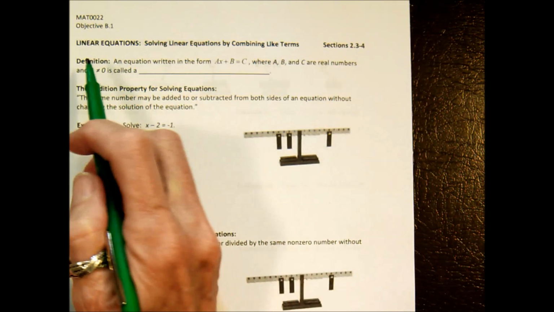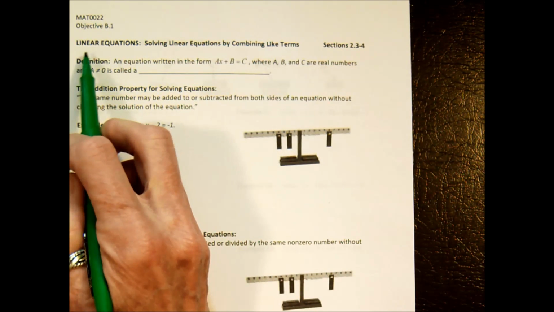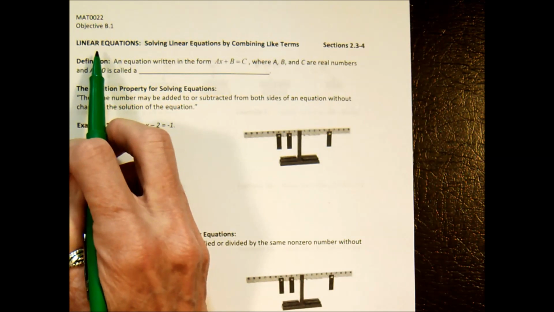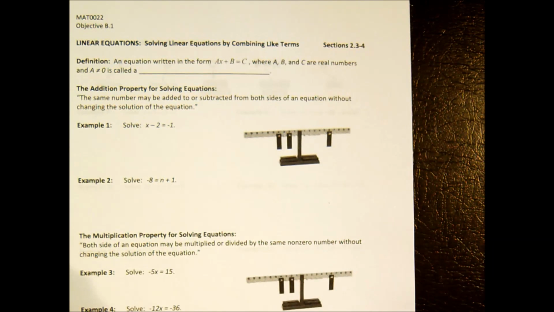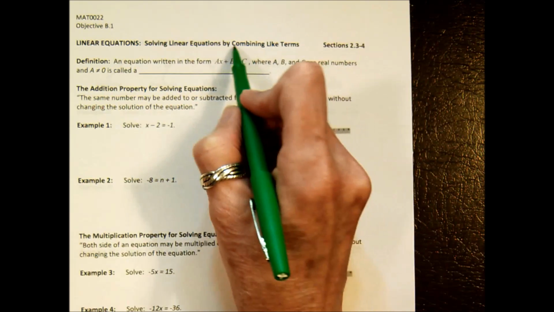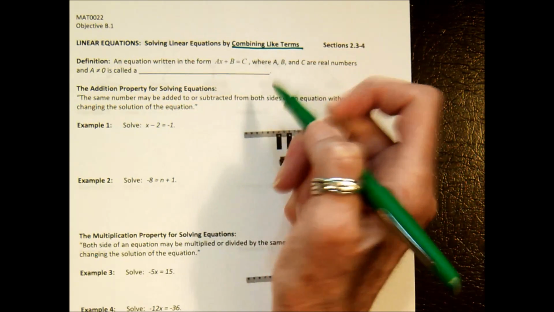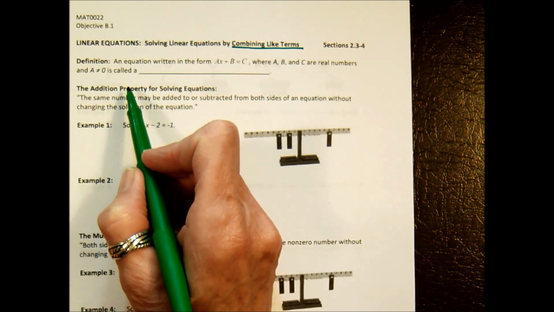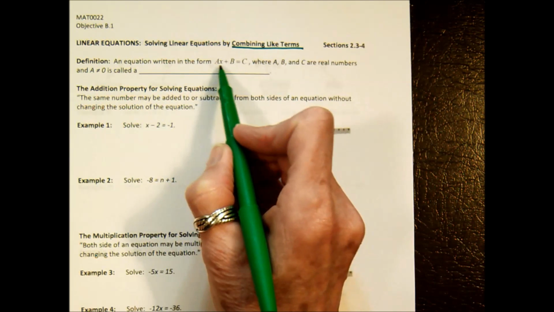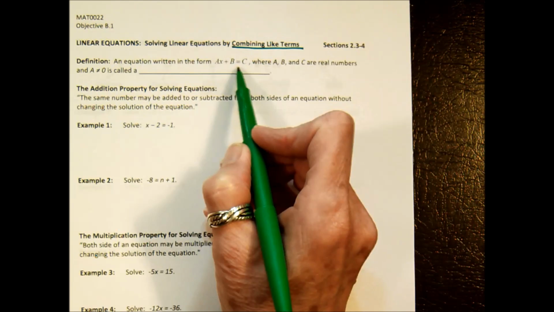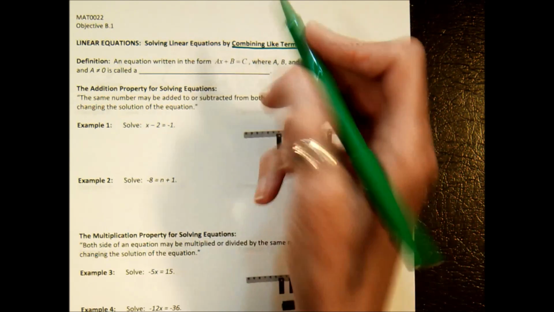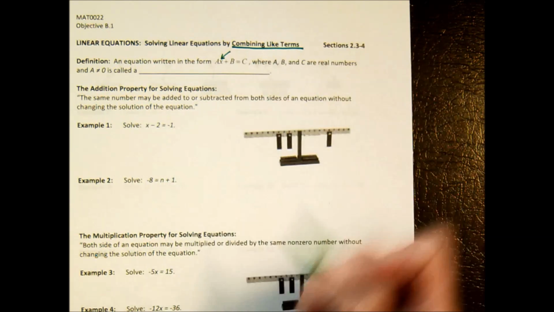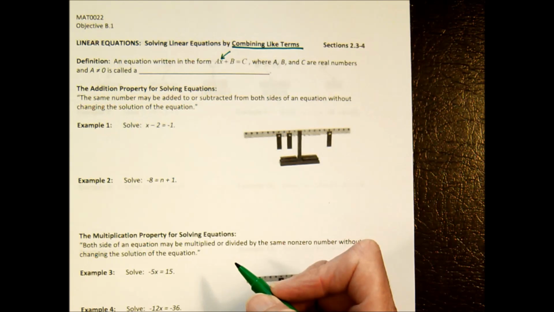This is the first video in the chapter on linear equations and solving linear equations. So we're going to look first at solving linear equations by just combining like terms. If you look at the top, there's a definition. It says an equation that is written in the form of ax plus b equals c, where a, b, and c are just numbers. So in other words, there's a variable and then there's other numbers.